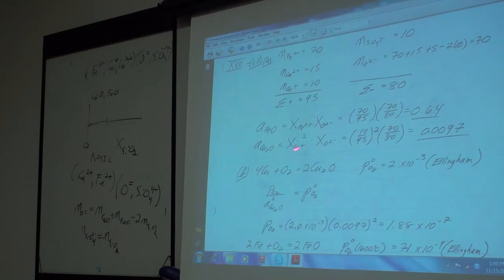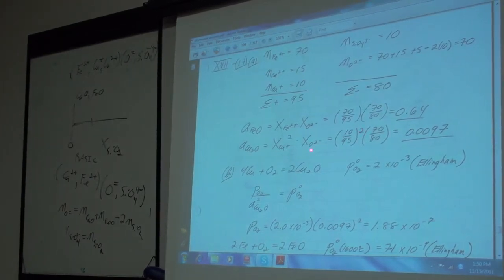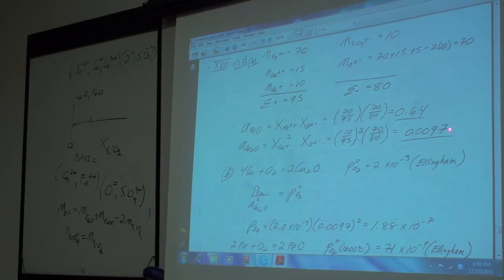Same thing with the activity of copper oxide. Not forgetting the square, because it's Cu2O. So it's the site fraction of copper squared, 10 over 95 squared, times 70 over 80. So those are your two activities.